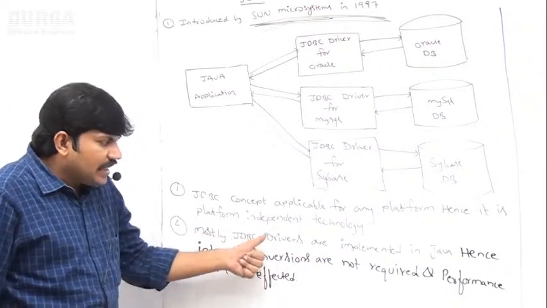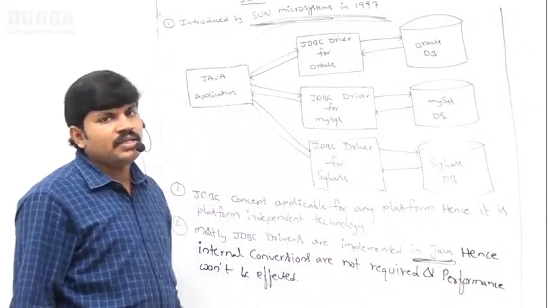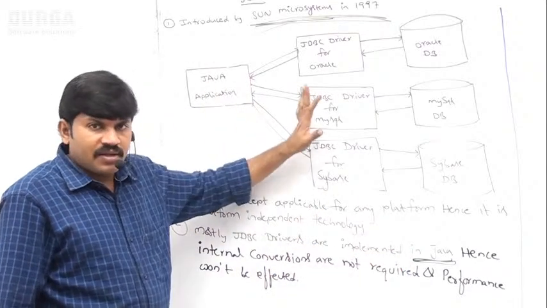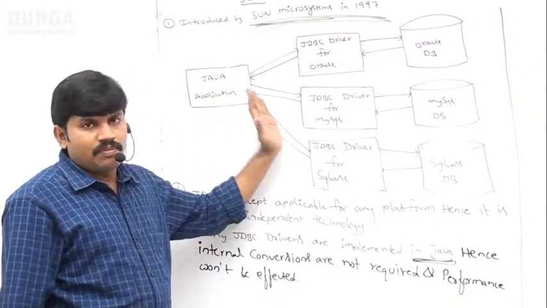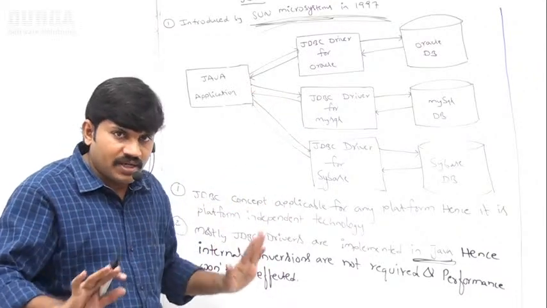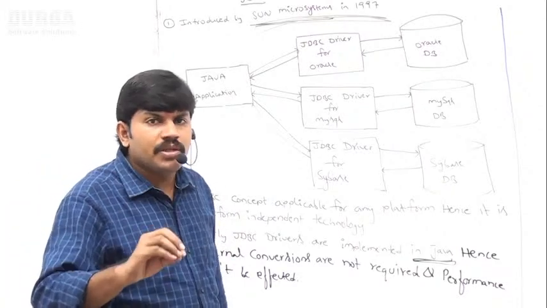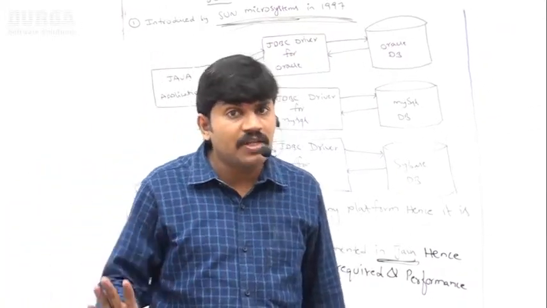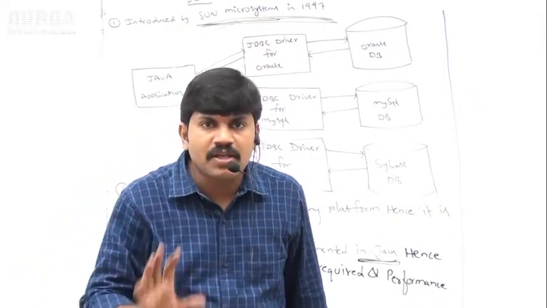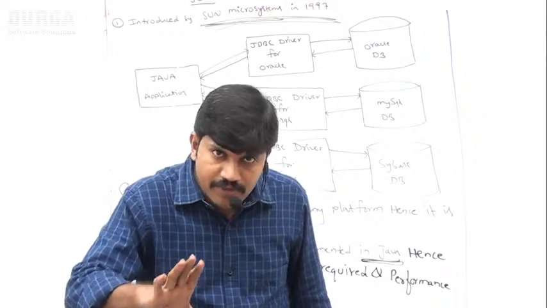Next, mostly JDBC drivers are implemented in Java, developed in Java. That's why no internal conversions are required if I use it for a Java application, so performance-wise there is no effect at all. Clear, right? So this is about how to use the JDBC concept for Java applications. If I use JDBC instead of ODBC for a Java application, what advantage do we get by default? Clear for all of you, right? Okay, that's all.